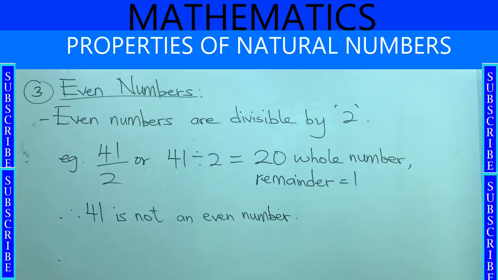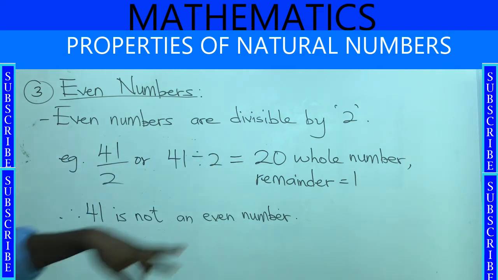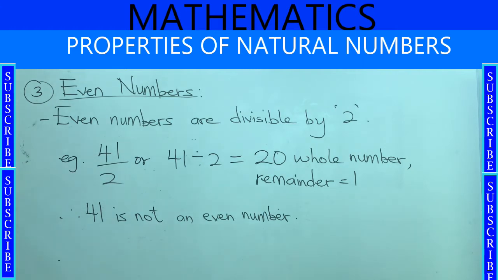Why is it so that 41 is not an even number? It is because when you divide 41 by 2, you get a whole number, which is 20, and 1 will be left, which is the remainder. Most often than not, we don't divide the 1, because when you divide 1 by 2, you get a fraction or decimal fraction part. But we need the whole number to tell us whether 41 is an even number or not. Over here, when we divided, we found out that 41 divided by 2 will give us 20, remainder 1. Hence, 41 is not an even number.